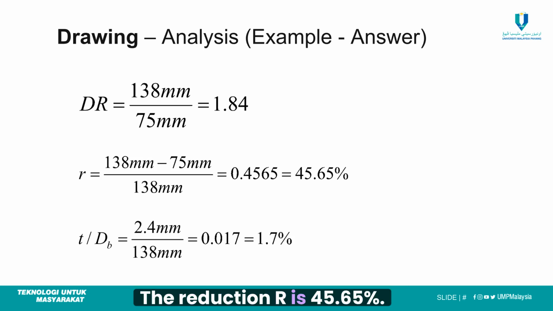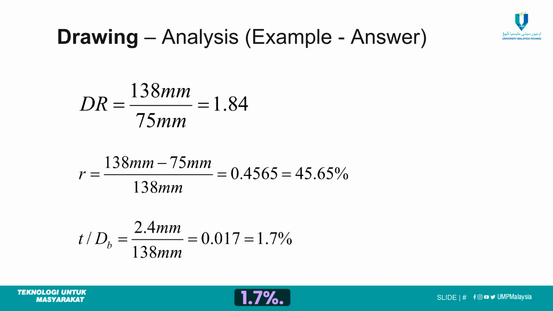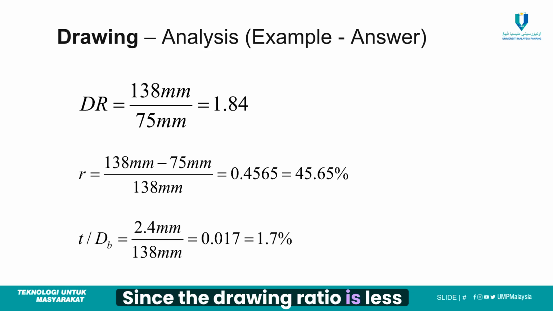The reduction R is 45.65%. The thickness ratio T/D flat is 1.7%. Since the drawing ratio is less than 2.0, the operation is possible under ideal conditions.